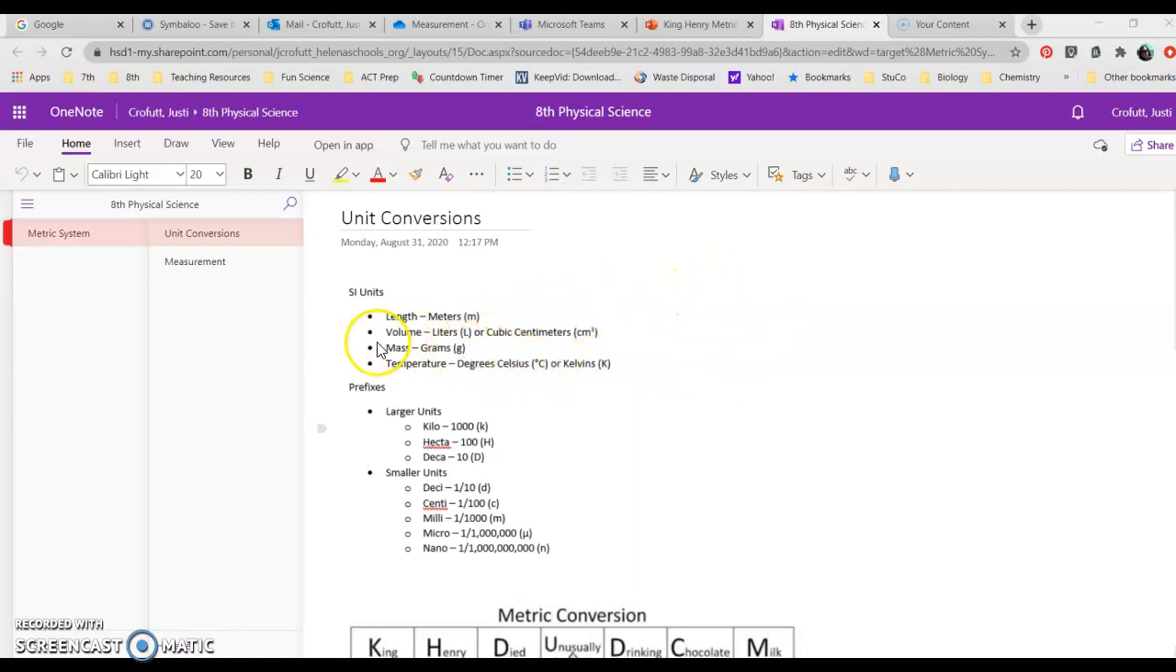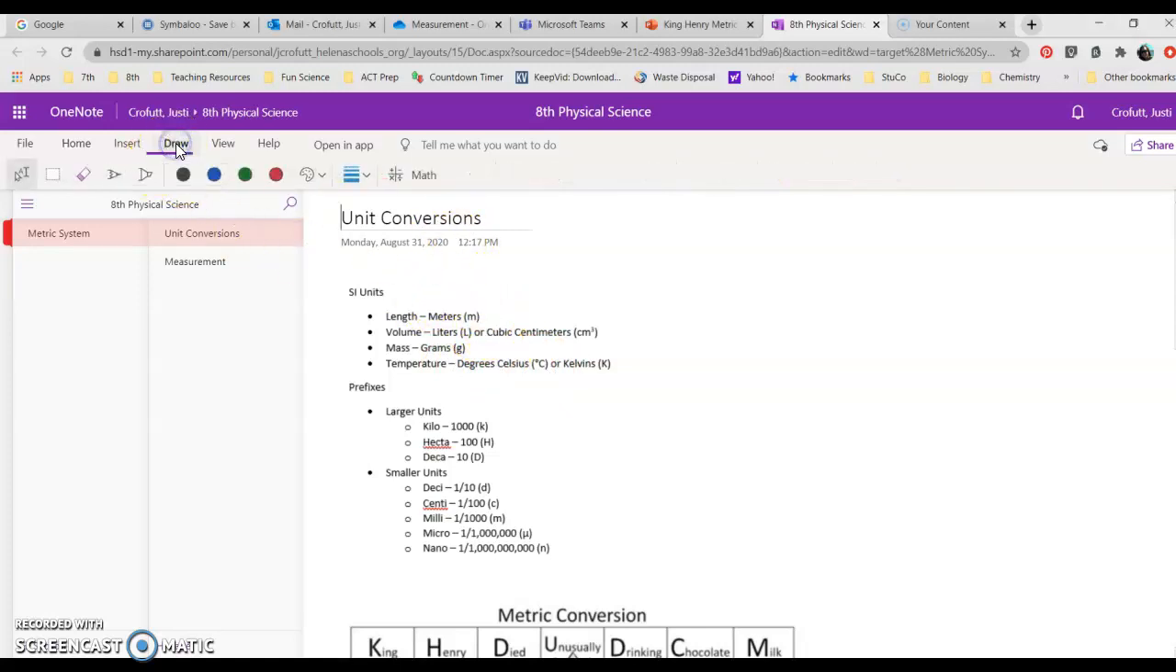And for mass, we use grams, small g. For temperature, technically the SI unit is kelvins. It's not degrees, it's just a big K, so we just call it kelvins. But more commonly, we're going to use degrees Celsius. These are what we call our base units.